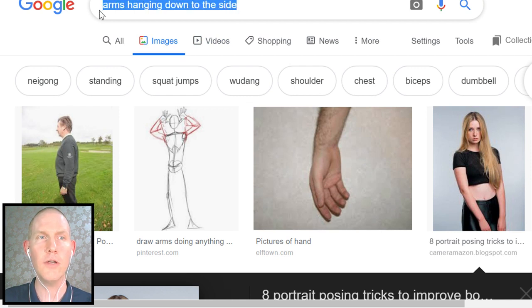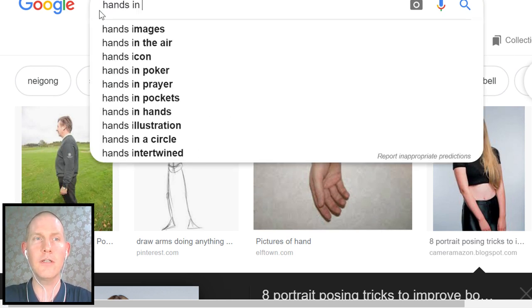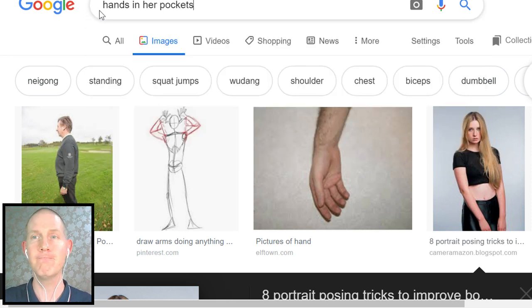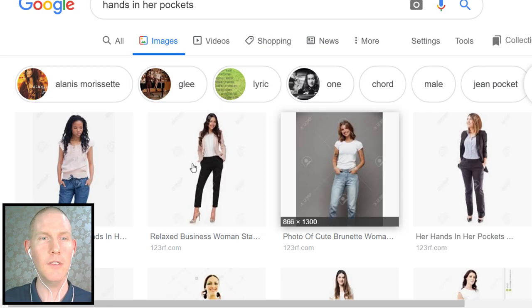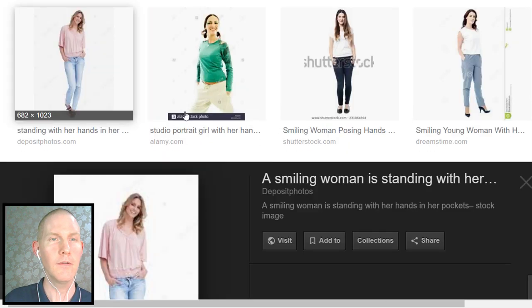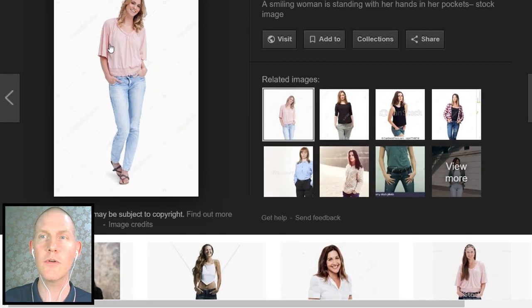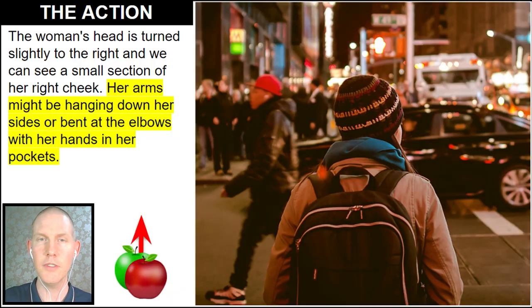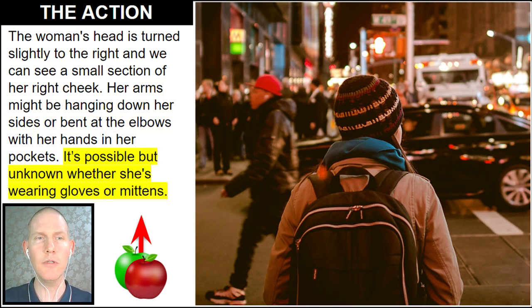And it's also possible that the girl has her hands in her pockets. All right? Because if you have your hands in your pocket, then you have to bend your elbows, right? Let's see. So like this lady has her hands in her pockets. Okay? So from this point of view, we can't quite tell if she has her arms hanging straight down or if they're bent and she has her hands in her pockets. I don't know. Different possibilities. It's possible, but unknown whether she's wearing gloves or mittens.